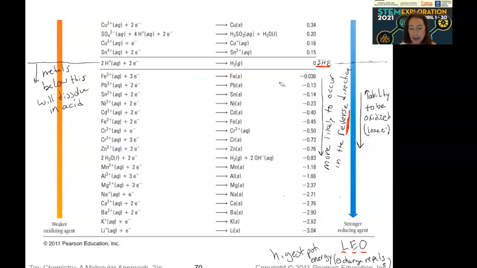Now again, the lower on the table, or the more negative it is, or the less positive it is, all three of those are the same thing: the increased ability to be oxidized. So the more likely it is to be oxidized, the more likely it is to lose electrons. Remember, the more negative it is here, the higher the potential energy, and the negative charge repels the electrons.